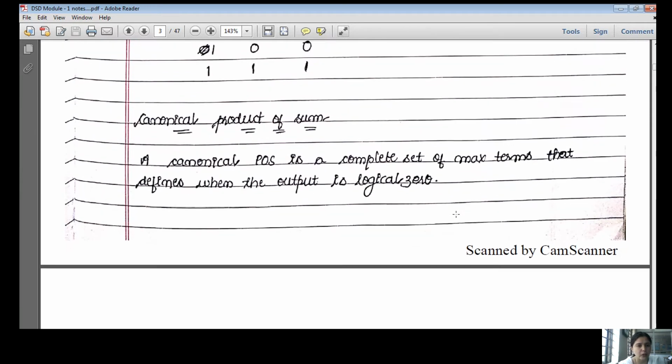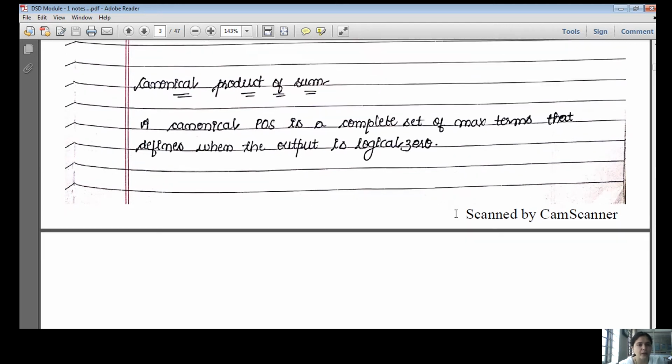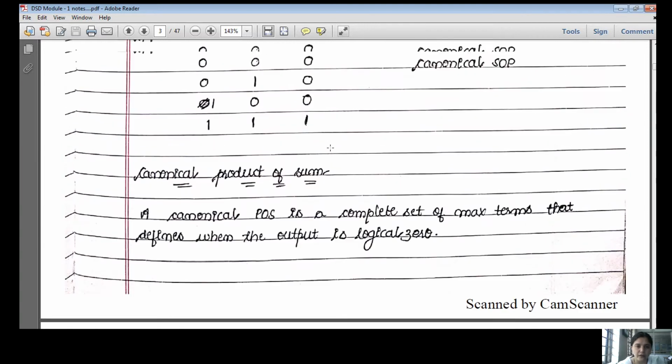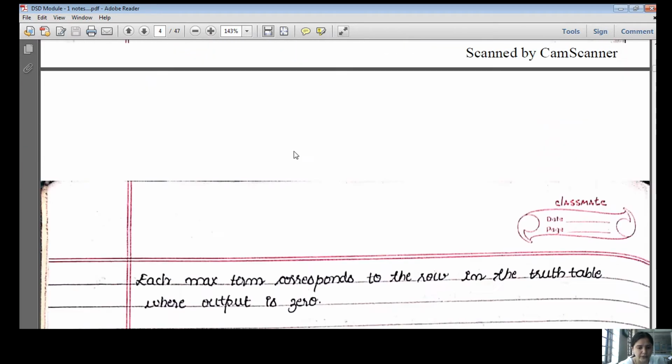Next, coming to canonical product of sum. In the same way, what we have seen for sum of product, this is product of sum. A canonical product of sum is a complete set of max terms that defines when the output is logical 0. Here what we have done, we have seen at logical 1. Here we'll be seeing at logical 0.